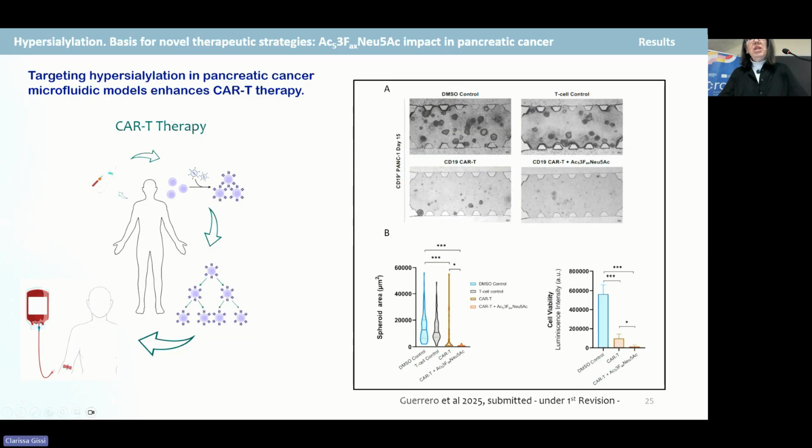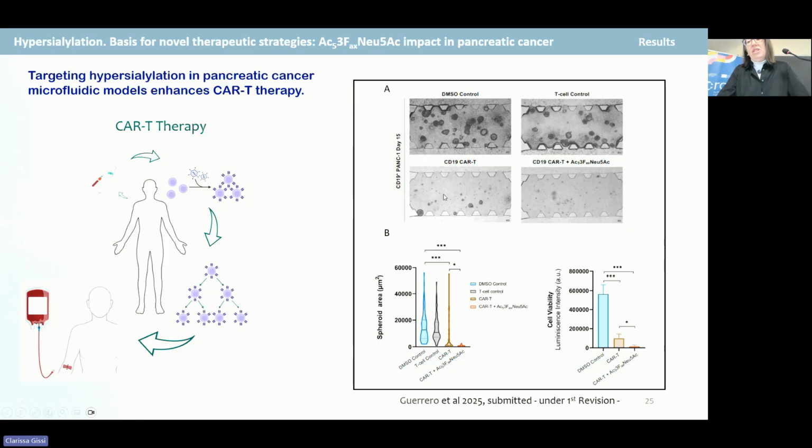In our case, in these microfluidic devices we cultured these tumor cells together with CAR-T cells. The tumor cells were transduced to express CD19 because the CAR-T cells we had were against CD19. This is our control experiment. We also use T cells as an allogenic control, and here is the treatment with CAR-T cells.